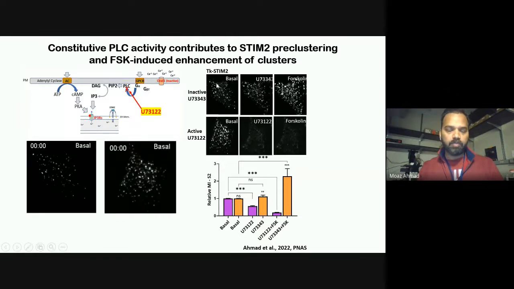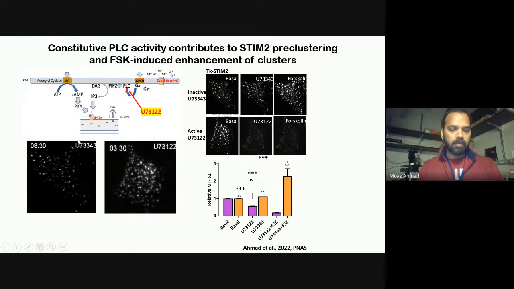Here is the STIM2 basal cluster, and when we use the inactive compound, it does not cause any effect on the STIM2 basal cluster. But when we stimulate the cell with forskolin, it causes a significant increase in the STIM2 clusters. And when we use the active compound, it caused a substantial reduction in the STIM2 clusters. And when we treated the cells with forskolin, it does not cause an increase in the STIM2 clusters. So this suggests that here you can see the active compound and the inactive compound, and you can make a comparison here.